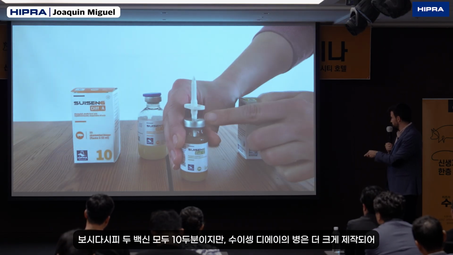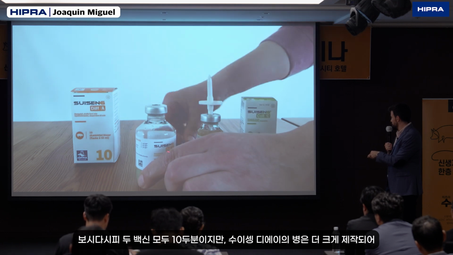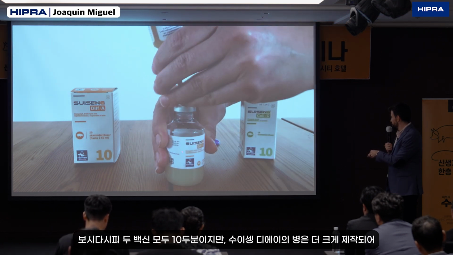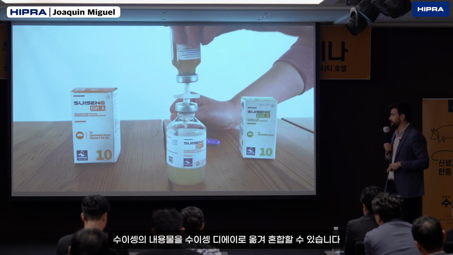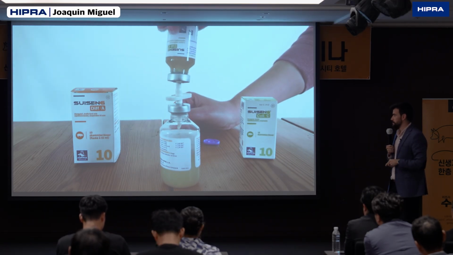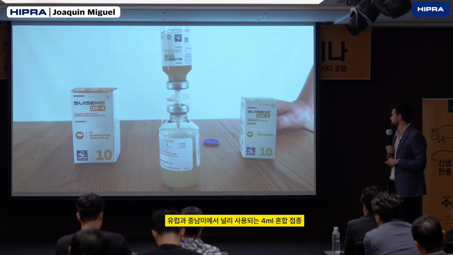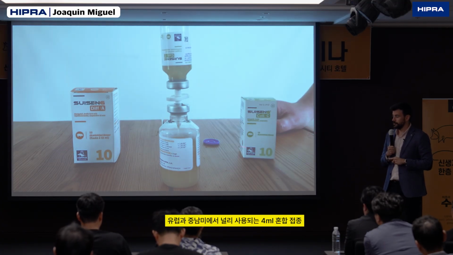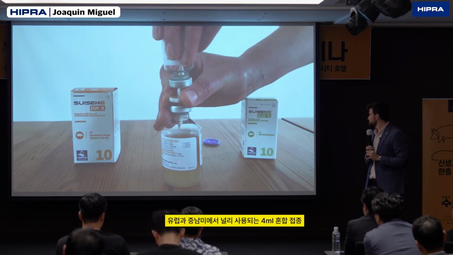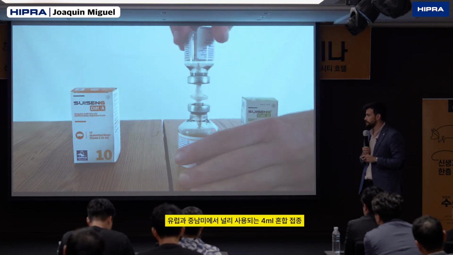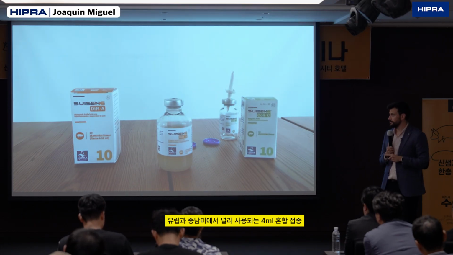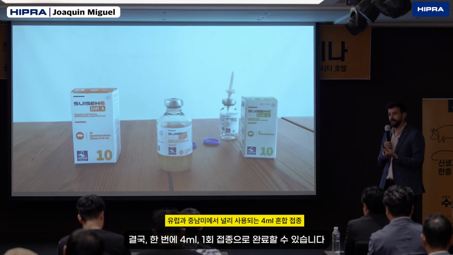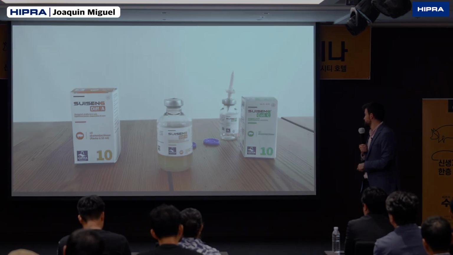As you can see, both vials are of 10 doses, but the SUISENG-Diff vial is half empty with the idea of transferring the content of SUISENG inside of SUISENG-Diff. And then it can easily be applied in a shot of 4 milliliters.